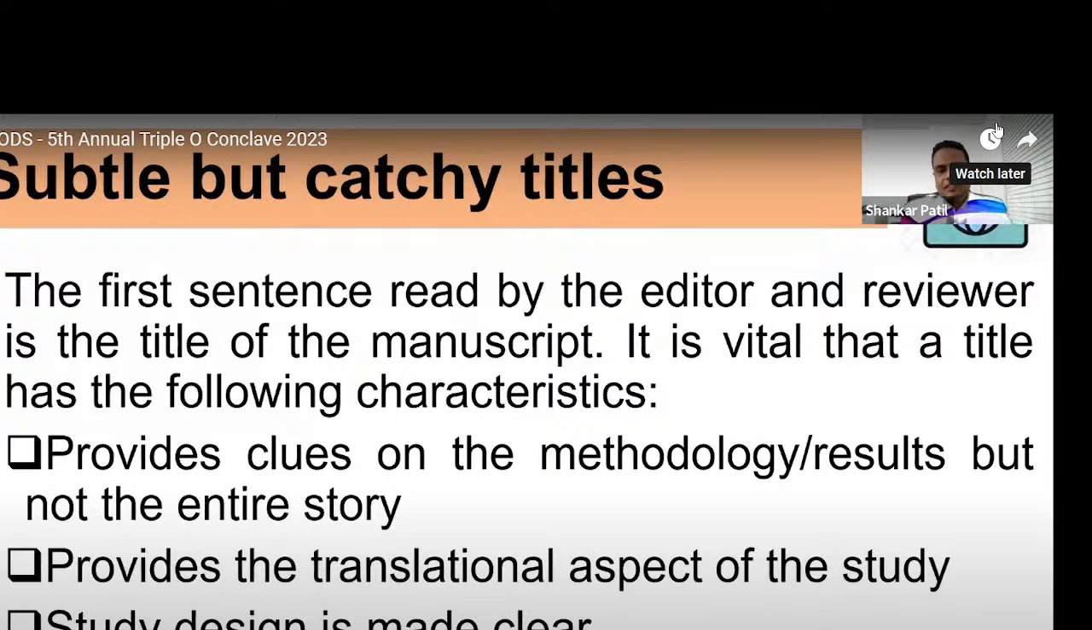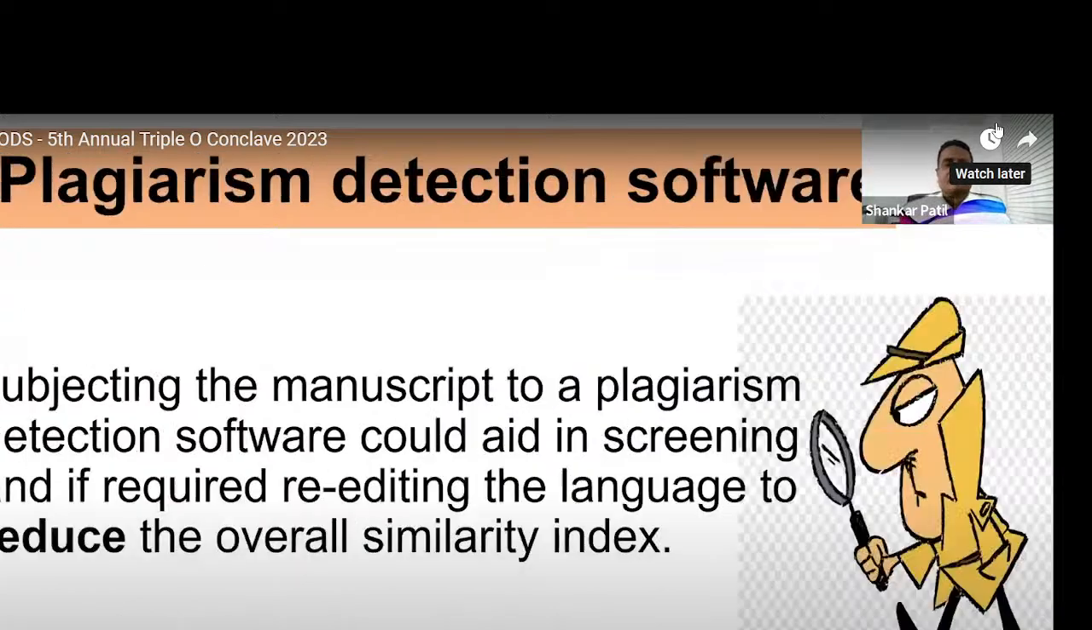Titles should be catchy, and should provide clues on the methodology, results, translational aspect, and a little bit of the design of your study. That component has to be there. A more scientific title has to be there, not an extravagant title which is very hi-fi. You may feel, if I write this title, the journals will expect more. No, it should be very, very scientific.